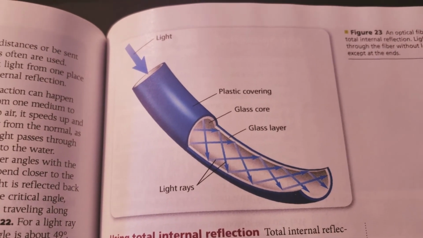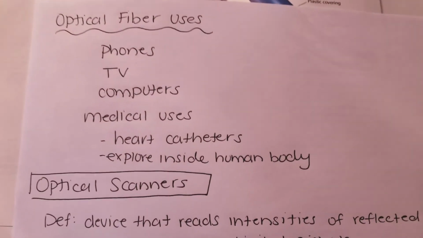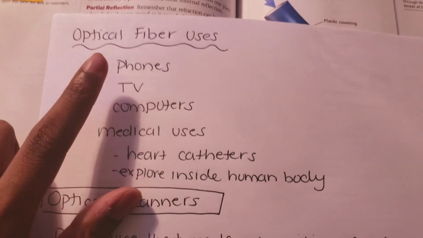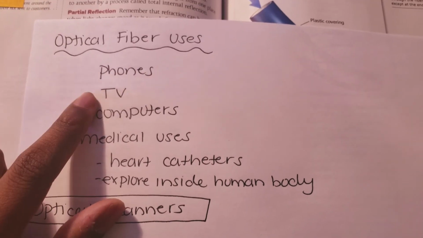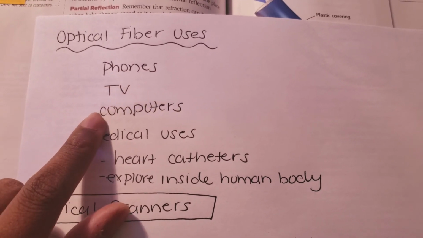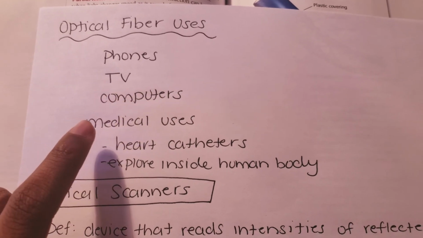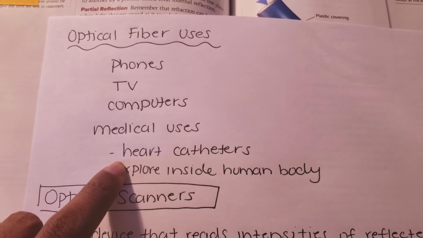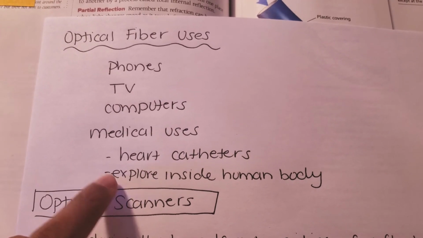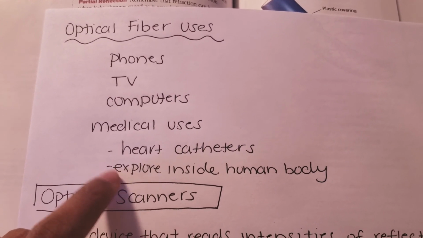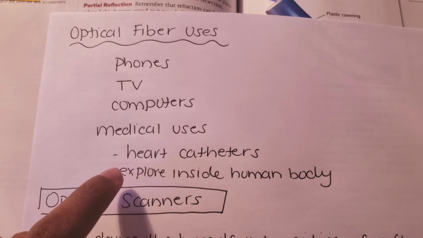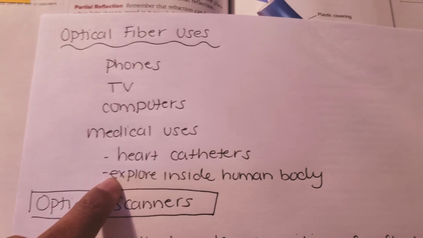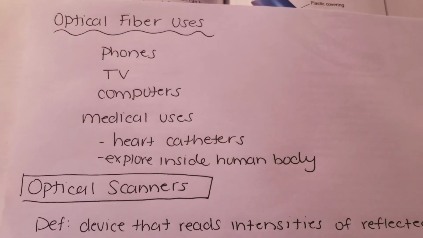So what are some uses for optic fibers? So let's look at that. Some uses for optic fibers are, one, you can use them for telephones. Like I said, telephone lines can use optic fibers to transmit over long distances. TVs use optic fibers, computers, like I said with the internet. Medical uses: they can use it for heart catheters to put them in. They can be used to look into a human body to see if there's any diseases or disorders. They can help with blockages of the heart. So they're very, very important in medical uses.